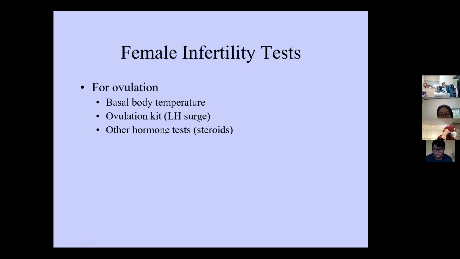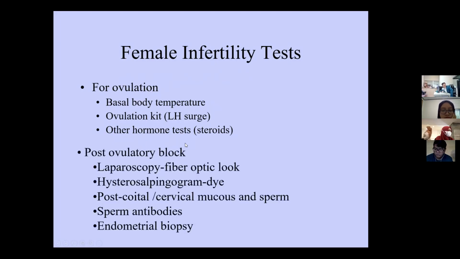So we will do some tests, like the basal body temperature test. You can monitor your temperature. Do you have an elevation of your body temperature? And then we will test with an ovulation kit to see if you have an LH surge. We can check your blood for different kinds of hormones: FSH, E2, LH, and progesterone, the whole panel.